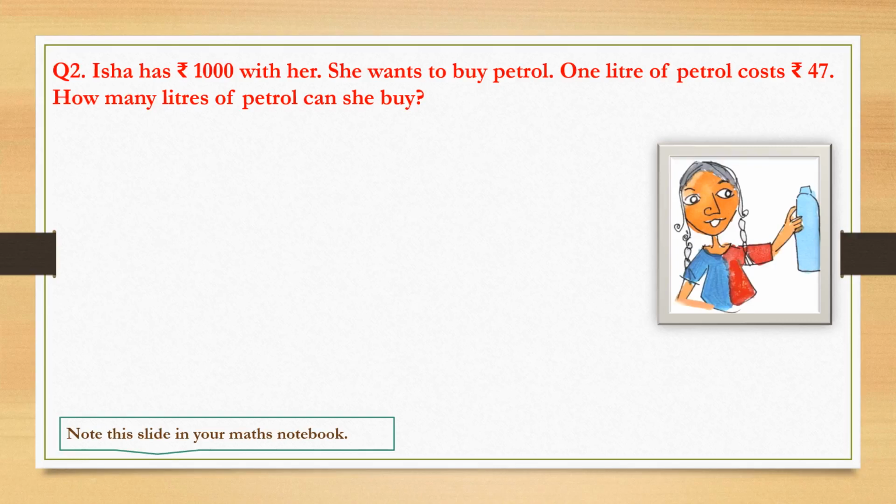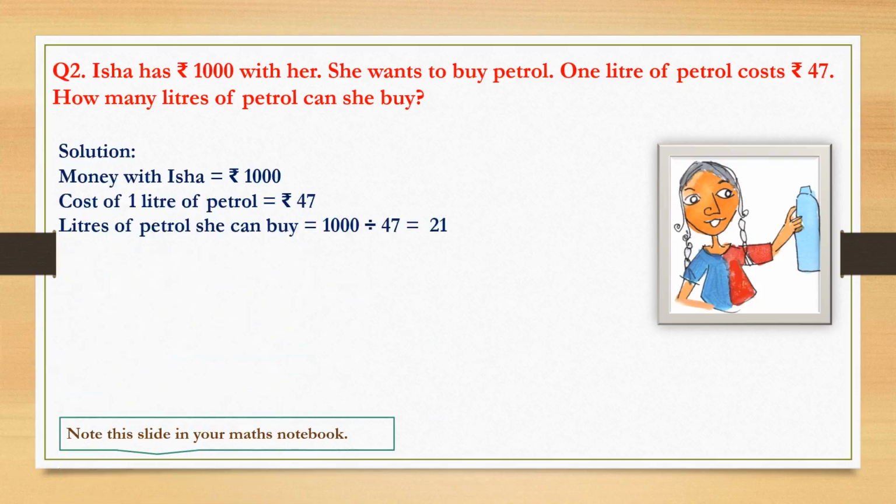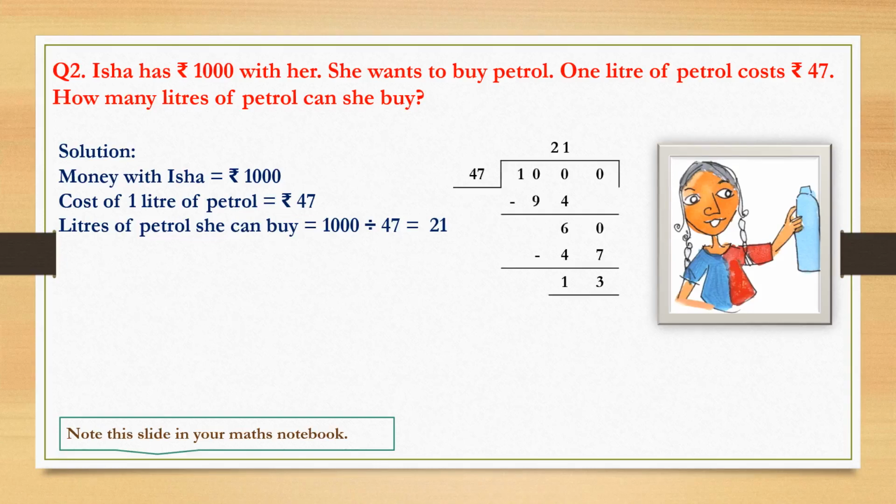Yes, you can buy 5 kilograms of potatoes. Similarly, the money with Isha is rupees 1000 and the cost of 1 liter of petrol is rupees 47. So, to find out the petrol she can buy, we'll just divide 1000 by 47, because to find out the kilograms of potatoes we can buy, we divide 100 by 20. Then I get my answer, 5 kilograms.